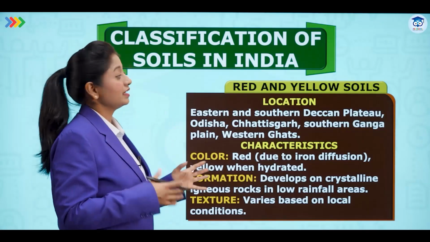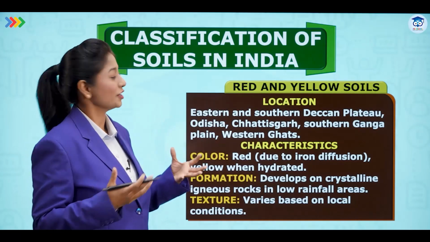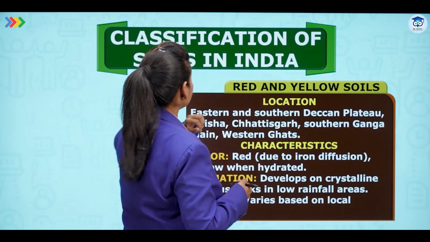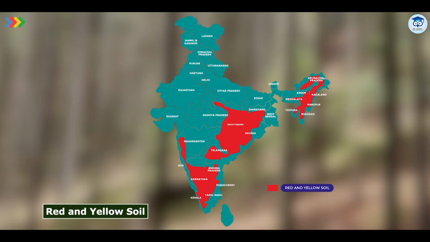Now the next is red and yellow soils. So we are playing with colors now, right? The location of it is the eastern and southern Deccan Plateau. So in the eastern and southern part of the Deccan Plateau you will find red and yellow soil. Odisha as well, Chhattisgarh, southern Ganga plain, Western Ghats, all of these places experience this type of soil.